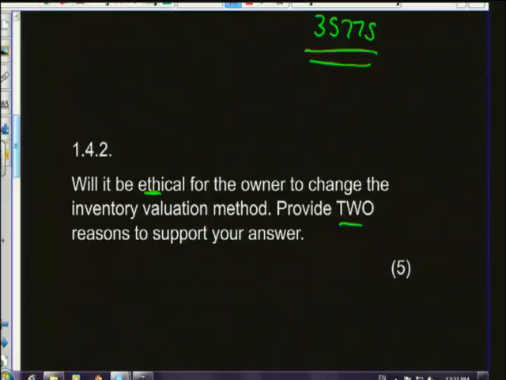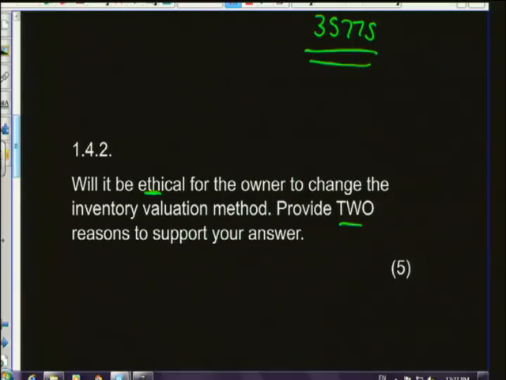A lot of our students do not read. They're not reading the question properly, and as a result, they are not answering what was actually asked in terms of the question. Will it be ethical for the owner to change the inventory valuation method? That's the first part of the question. They're simply asking you for a yes or a no answer. Will it be ethical? Yes, it will be ethical. No, it will not be ethical. Then provide 2 reasons to support your answer. So remember guys, you're going to start off by saying yes or no.